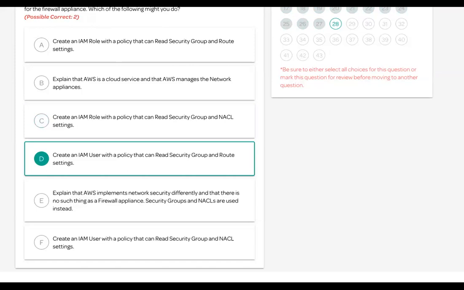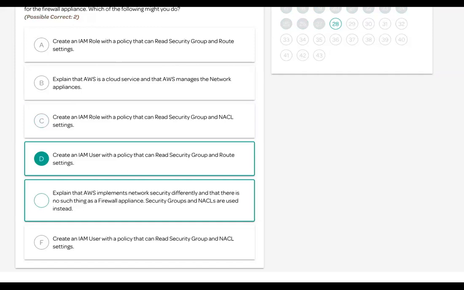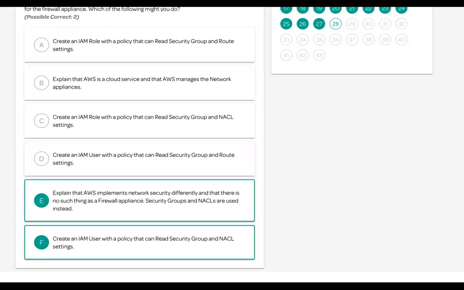Explain that AWS implements network security differently, and that there is no such thing as a firewall appliance. Security groups and NACLs are used instead. Yeah, this is good: create an IAM user with a policy that can read security group and NACL settings. So I would go here. Mainly security groups and network access control lists are the two places where you have to do any network setting. Route table is also there, but in general in a route table you do not have rules which say allow or deny. So these are the two main things.